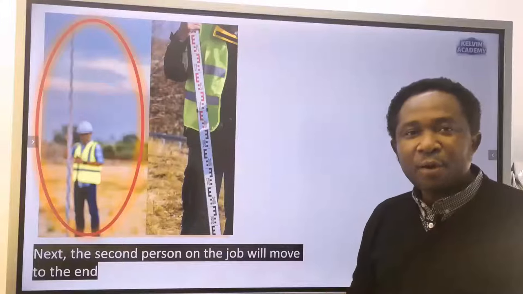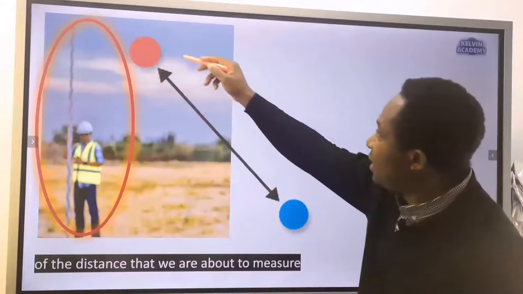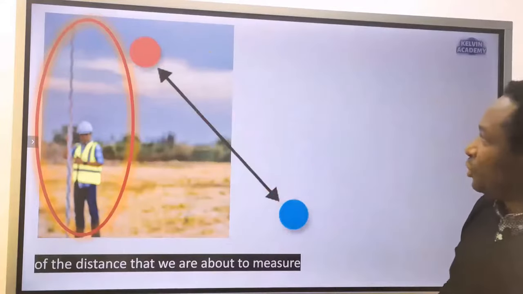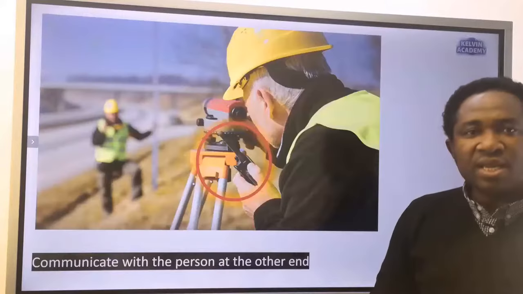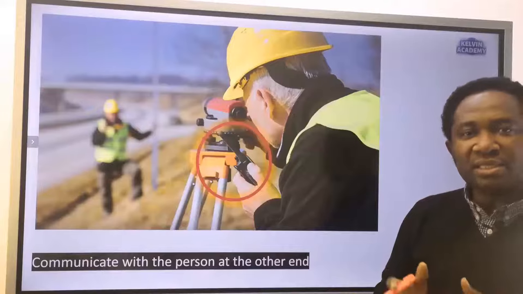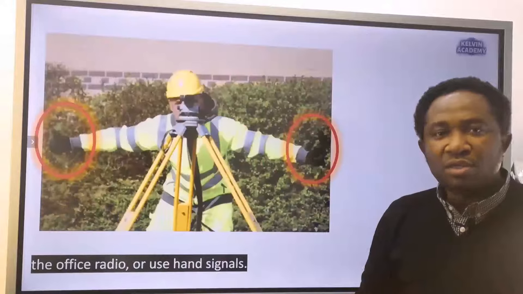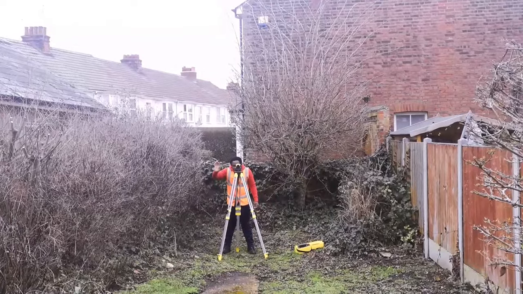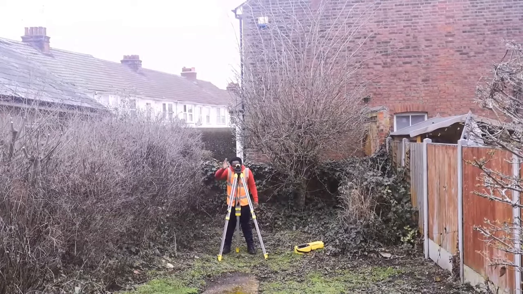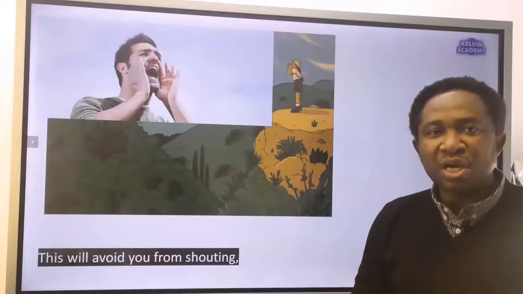Next, the second person on the job will move to the end of the distance that we are about to measure with the measuring staff or rod. Communicate with the person at the other end of the staff using a phone, the office radio, or hand signals. This will avoid you from shouting.